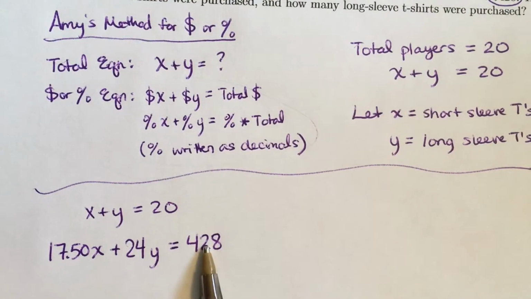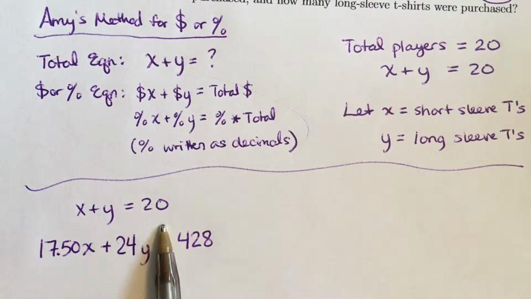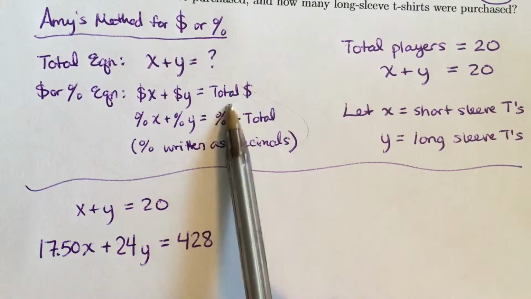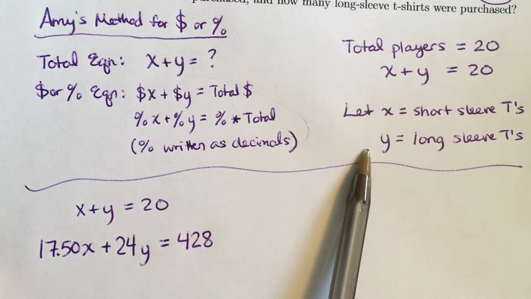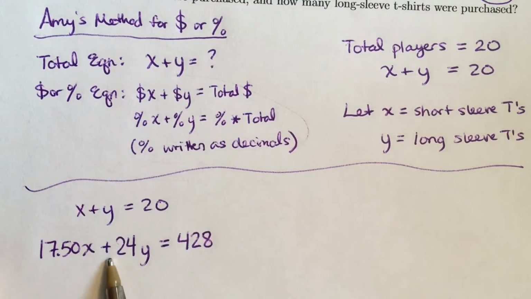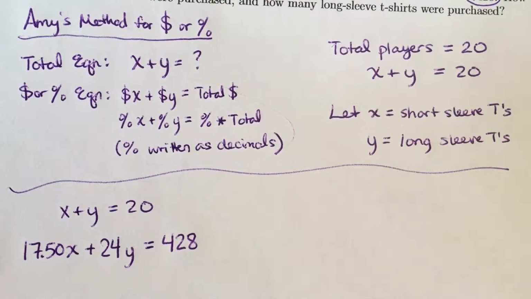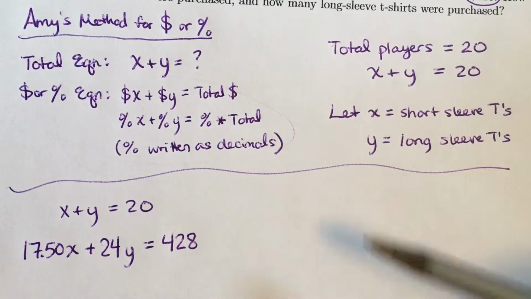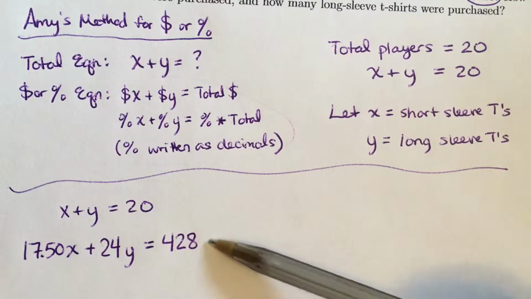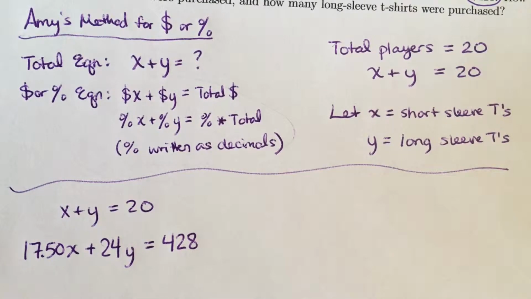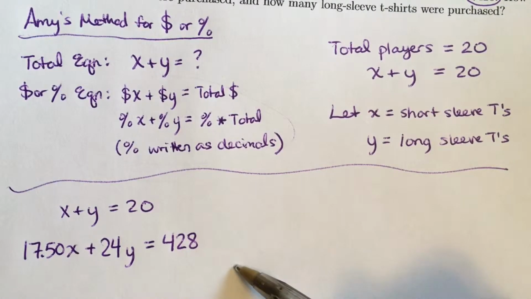So let's recap. Sorry, I was off screen there. x plus y equals 20 was my first equation, the total equation. But then with money, we're going to do $17.50 times x plus $24 times y equals that total amount of money. So hopefully that makes sense as the setup. I'm going to go ahead and solve this, but with word problems, it's always the setup that is a little more tedious or troublesome. So hopefully that makes sense. And if not, talk to me during class and we can go through other problems together. But now we do want to solve this.